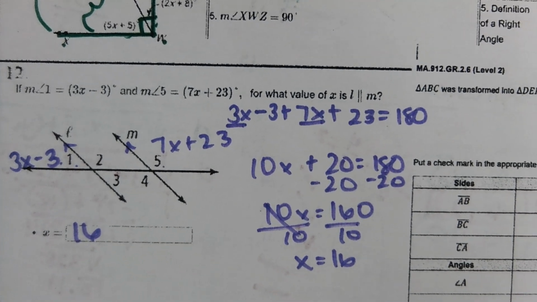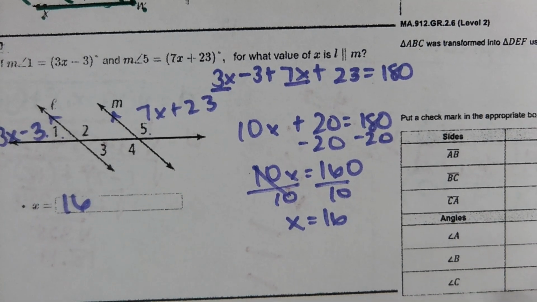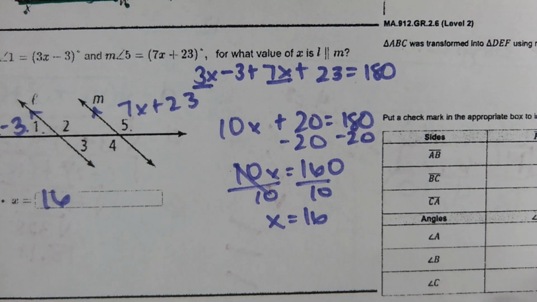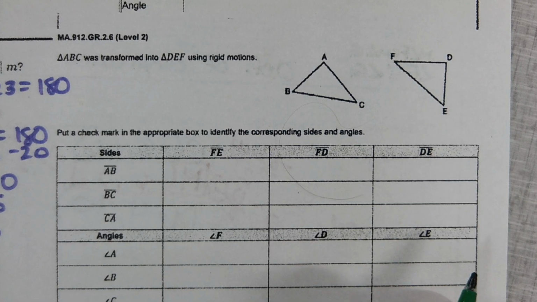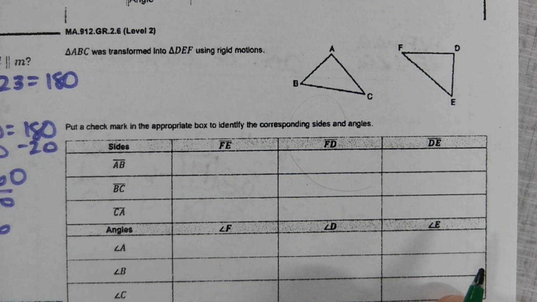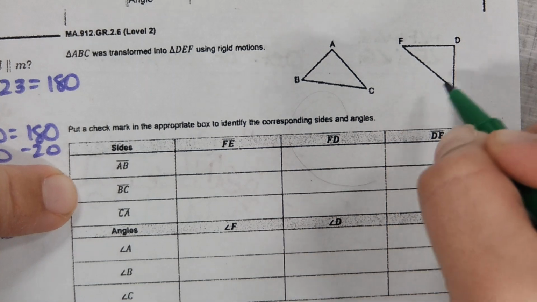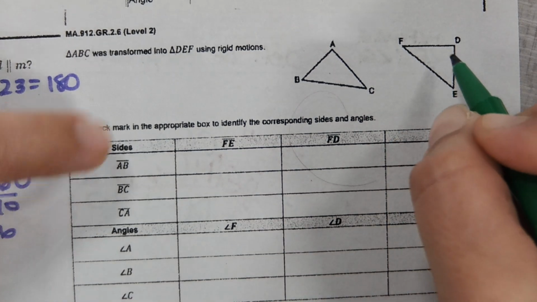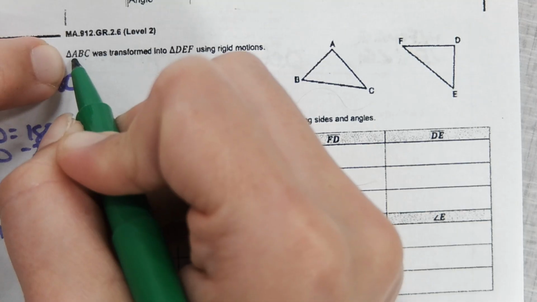Okay, the last one is pretty easy as well. It says ABC was transformed into DEF using rigid motions. Put a check mark in the appropriate box to identify the corresponding sides and angles. Okay, so it's just looking for matching parts. But be careful because it's kind of hard to tell from the picture. So I would definitely recommend using the statement. So remember, this order here has to do with this.